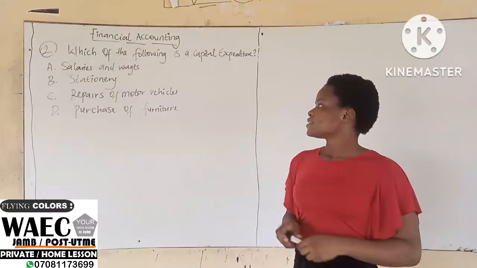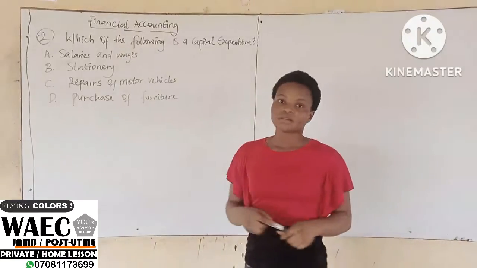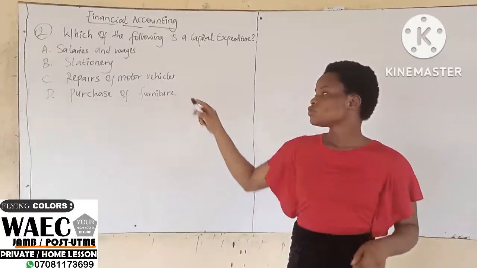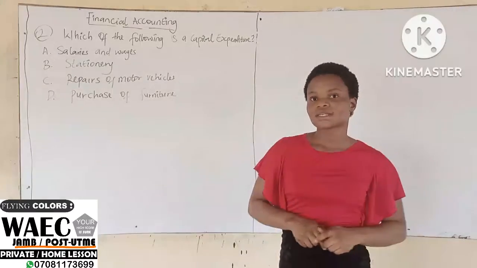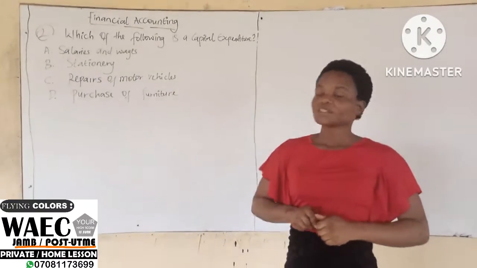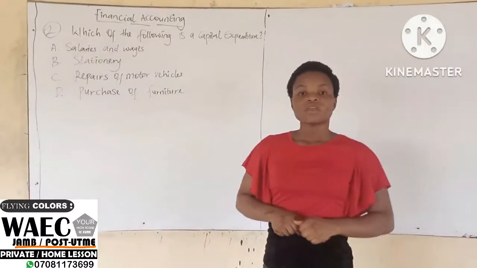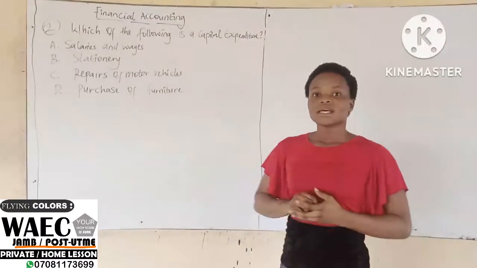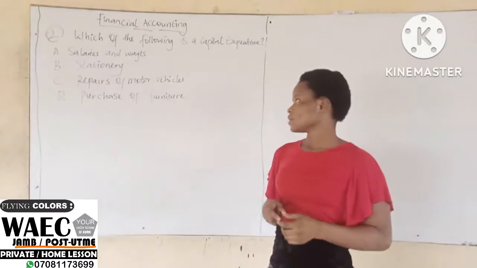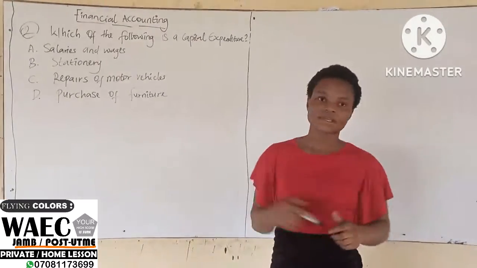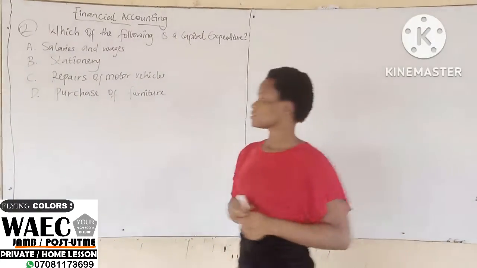Remember, capital expenditure is the purchase of assets that last more than one accounting year. But here, it says repairs of motor van. All of us know that a motor vehicle is an asset, but due to its repairs, not purchase, it's not a capital expenditure. Then the D part is purchase of furniture. Furniture is an asset that lasts more than one accounting year. And here they said purchase of furniture. So our answer here is option D.